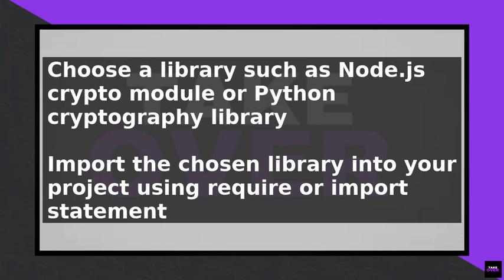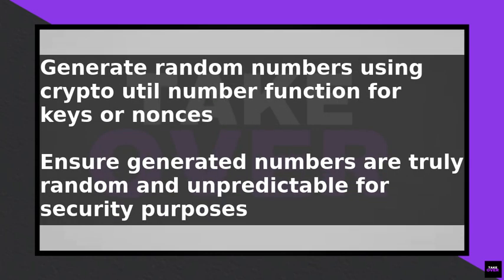To ensure the randomness of the generated numbers, you should use a cryptographically secure pseudo-random number generator. This type of generator uses algorithms that are designed to produce highly unpredictable and uniformly distributed numbers. In addition to generating random numbers, the crypto util number can also be used for other purposes, such as generating prime numbers or testing whether a number is prime.